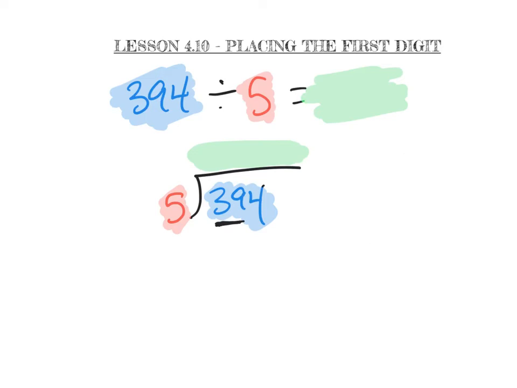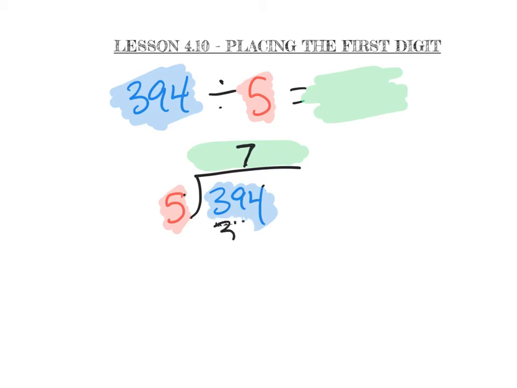And where do we put it, though? Do we put it here? No, we don't put it there because we are not dividing by the hundreds, we're dividing by the tens. So, we put our 7 right there. That's where we're dividing. Now, 7 times 5 gives me 35.